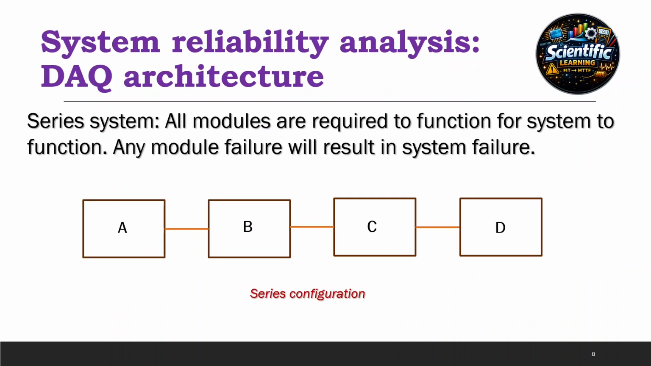Coming to the DAC architecture, it is a series system. That is, all modules are required to function for the system to function. Any module failure will result in system failure. We can see the series configuration or the series connection of the 4 types of modules A, B, C and D, which is shown here.